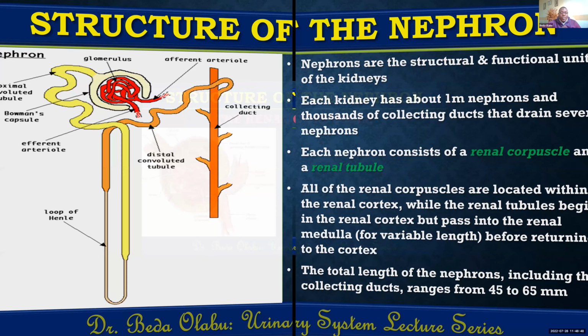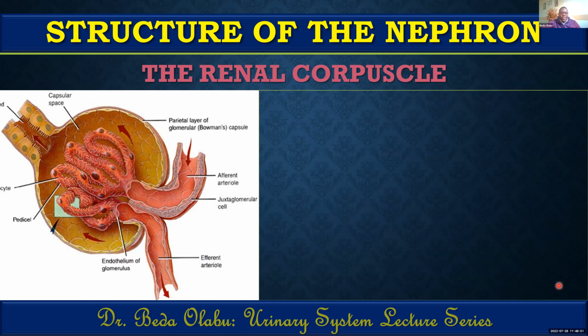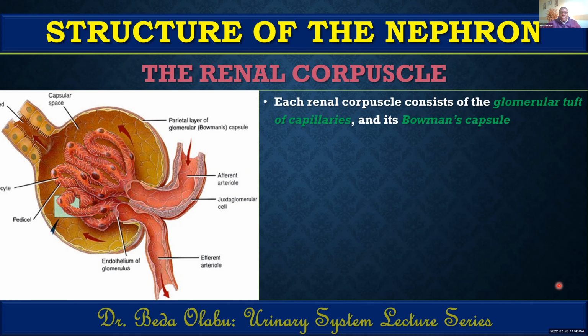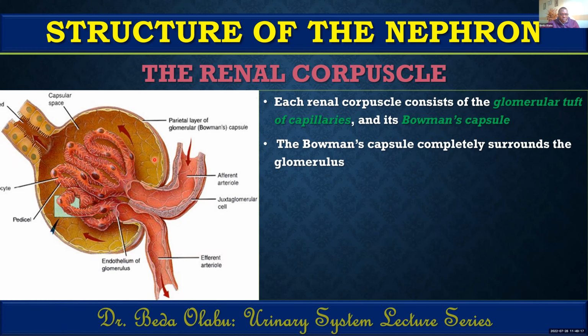Now, let's narrow down to the different parts of the nephron. We'll start with the renal corpuscle. The renal corpuscle consists of a tuft of capillaries, which we call the glomerulus, and this surrounding cup-like structure, which we call the Bowman's capsule. So these are the two components of a renal corpuscle. The Bowman's capsule usually completely surrounds the glomerulus. As you can see, even in this particular image, the Bowman's capsule goes around the glomerulus completely.